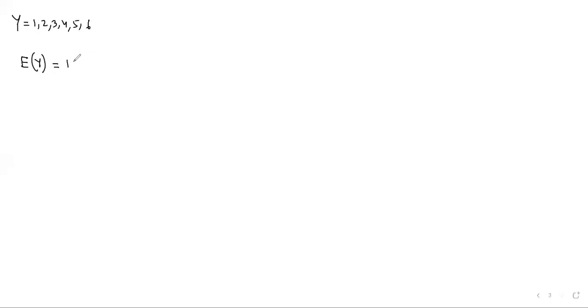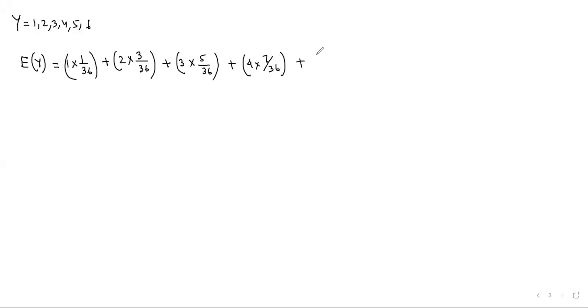These are the possible values. The expectation of y will be 1 into 1 by 36 plus 2 into 3 by 36 plus 3 into 5 by 36 plus 4 into 7 by 36 plus 5 into 9 by 36 plus 6 into 11 by 36. And then you can easily calculate the value by yourself. I'm just showing you the process by which this can be done.